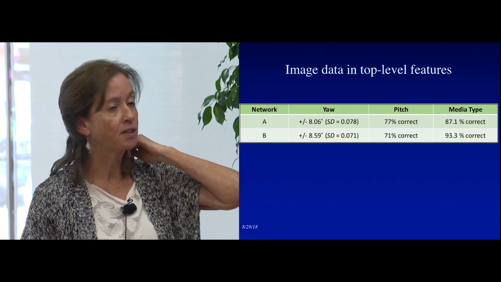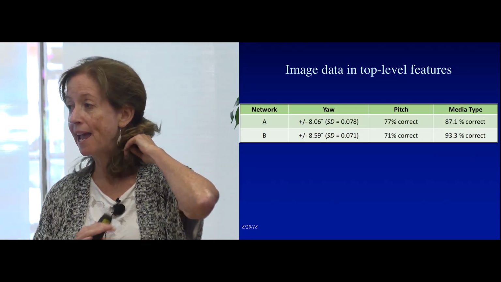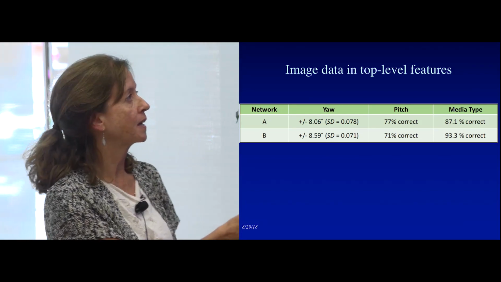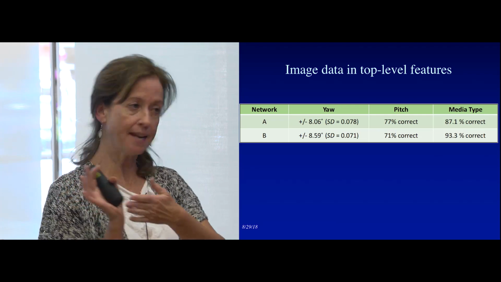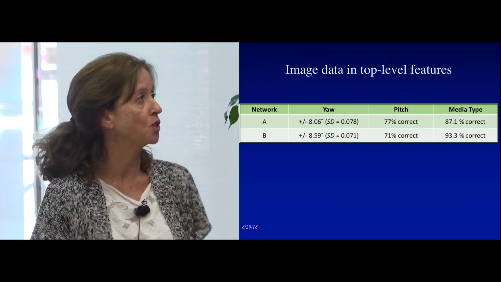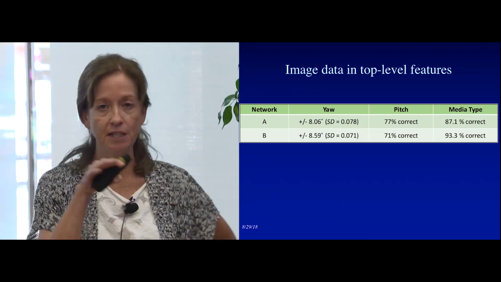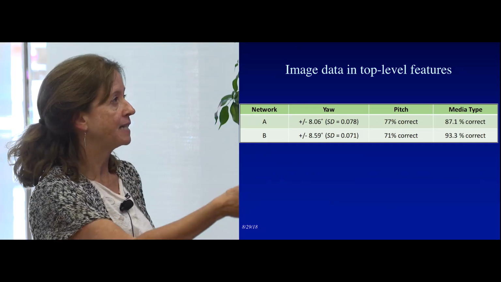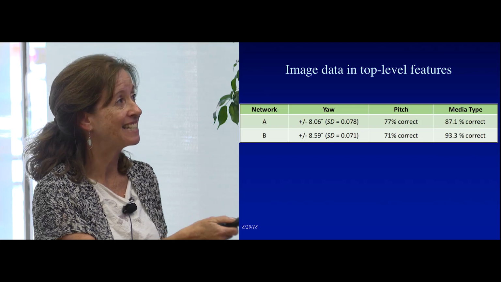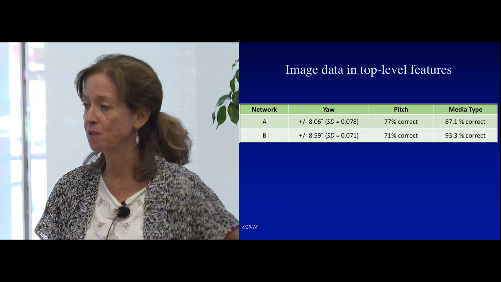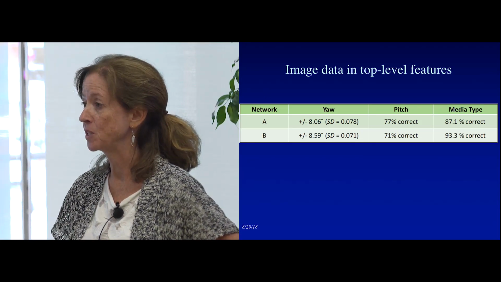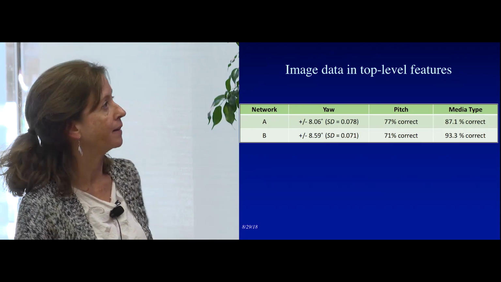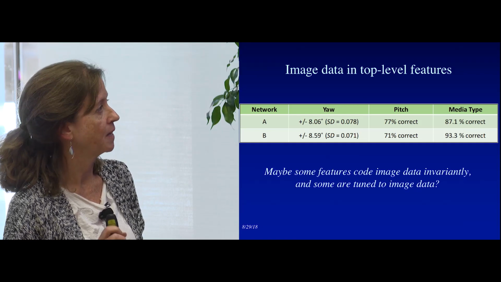Okay, this worked very well, and this is held up in every single network we've looked at in the last 2 years. You can predict from the top level features the head angle to about within 8 degrees, the pitch in 3 categories, straight on or up and down, 77, 71% correct. And stunningly, the CNN can tell you from the top level features whether that image came from a video or it came from a still image. And we still don't even know why that is, because it wasn't easy for us to tell.